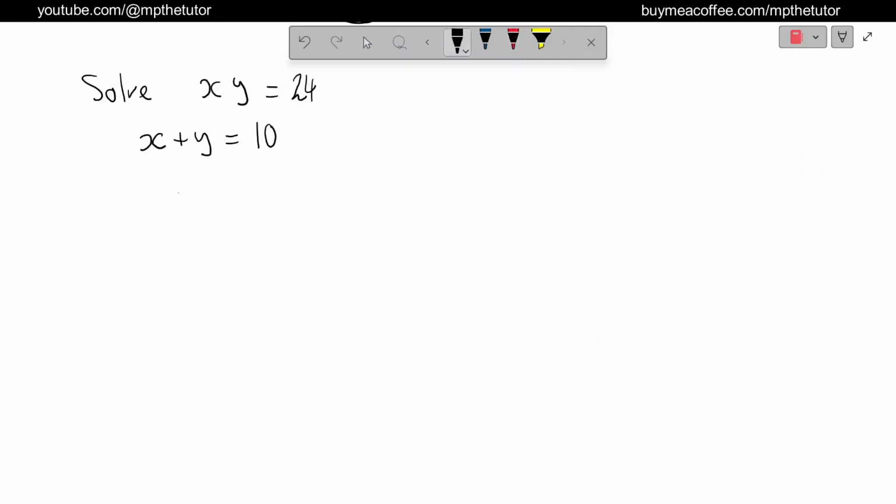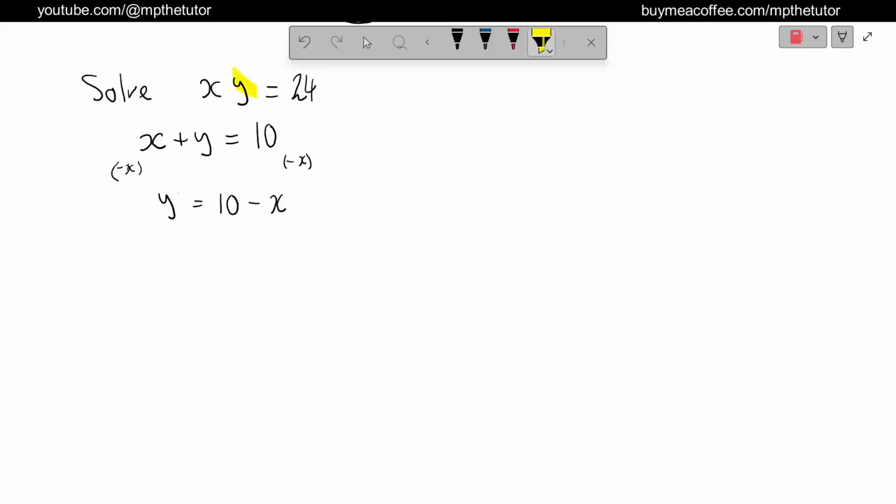So let's look at this next one. Here we have x times y, or xy, equals 24, and x plus y equals 10. Now what we need to do here, first of all, is rearrange the bottom one to make one of the letters the subject. It doesn't really matter which one, but we typically might find y. So we have x plus y equals 10. What we're going to do is take away x, take away another x. So we have y equals 10 minus x.